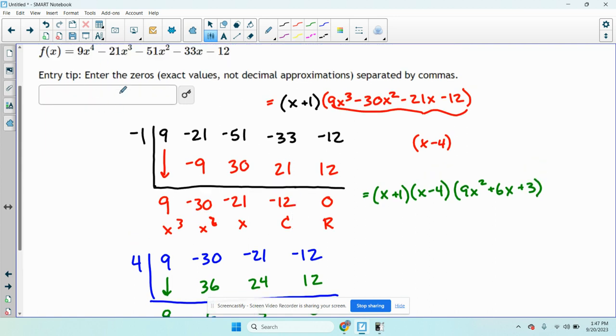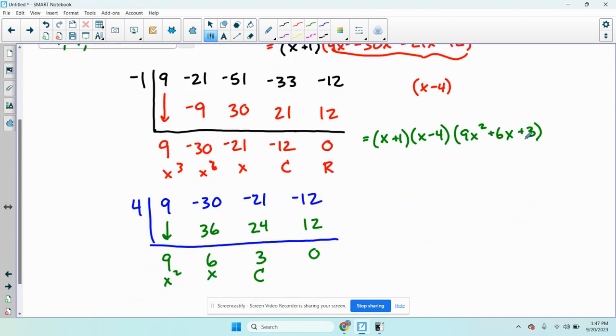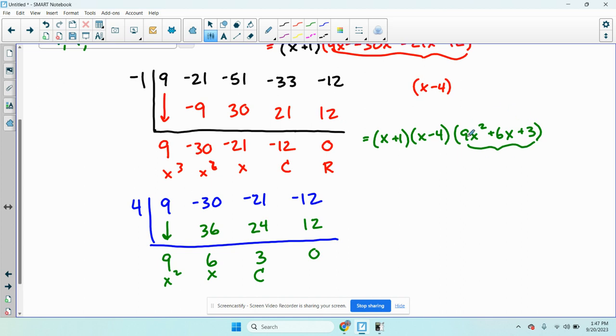So I know one of my zeros is going to be -1. One of my zeros is going to be +4. And it wants real and non-real zeros. So I have to find the zeros of this thing. But since they didn't show up on my graph, I can assume safely that they're probably non-real. So to find these zeros, I probably have to perform the quadratic formula. Figure out when this thing equals 0 for x.